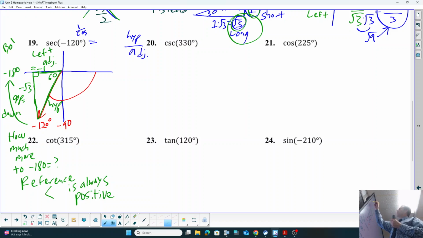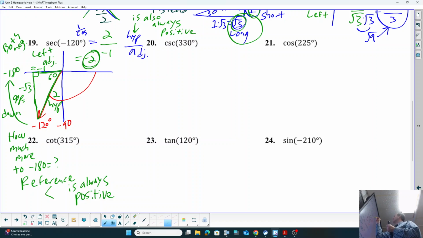So both negative. And the hypotenuse is going to be 2. Okay, we did it. Label your triangle. So hypotenuse is 2. Hypotenuse is also always positive. So hypotenuse 2 over adjacent, and adjacent is negative 1. So that's going to equal negative 2 is our answer.